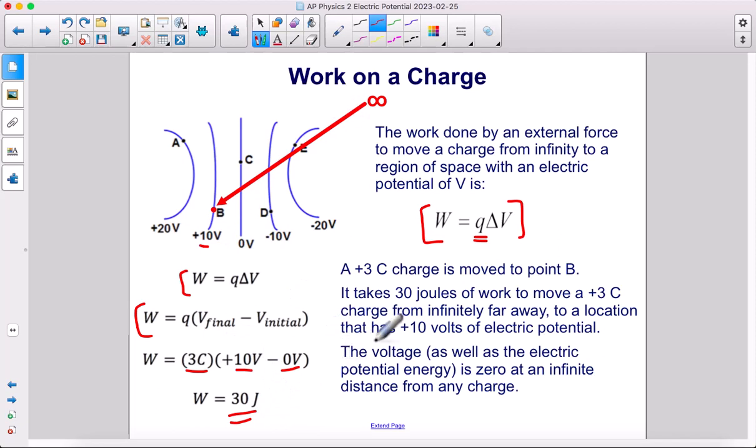The voltage, remember, is 0 at an infinite distance from any charge, as well as the electric potential energy. So if you had another charge at infinity, the electric potential energy between those charges would be 0 as well.